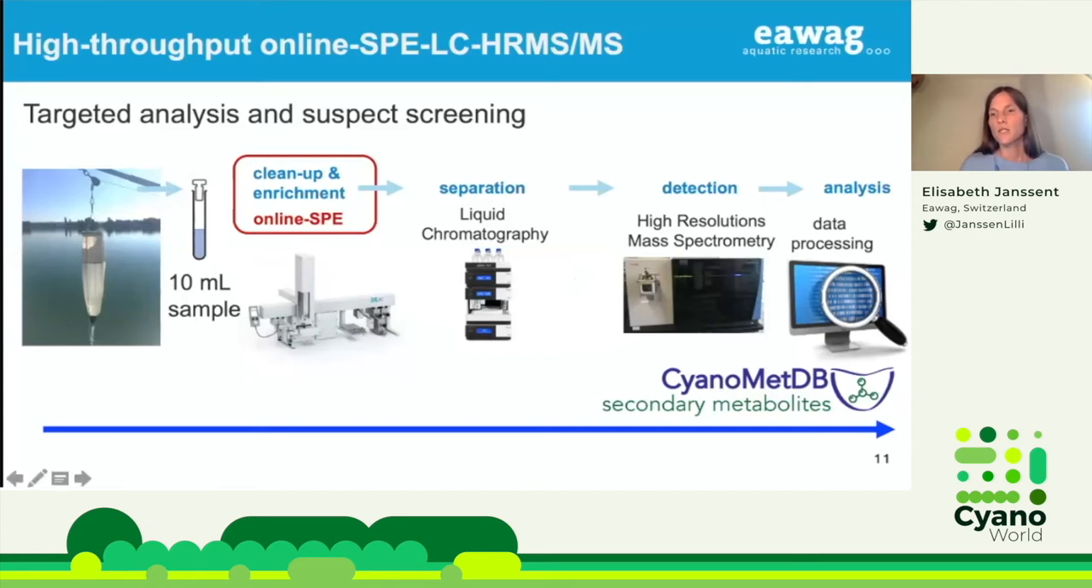And this is where the CyanoMetDB comes in. So here we use this as a transition list where we trigger MS2 fragmentation if a precursor in CyanoMetDB has been identified. And then we search against the CyanoMetDB suspect list in our data processing. And the challenge really is that we have so few compounds where we can do targeted analysis with, and then suspect screening. If you don't have reference spectra in a database that you can compare your measurements to, you really have to work hard to increase the confidence that you identified the correct compound.